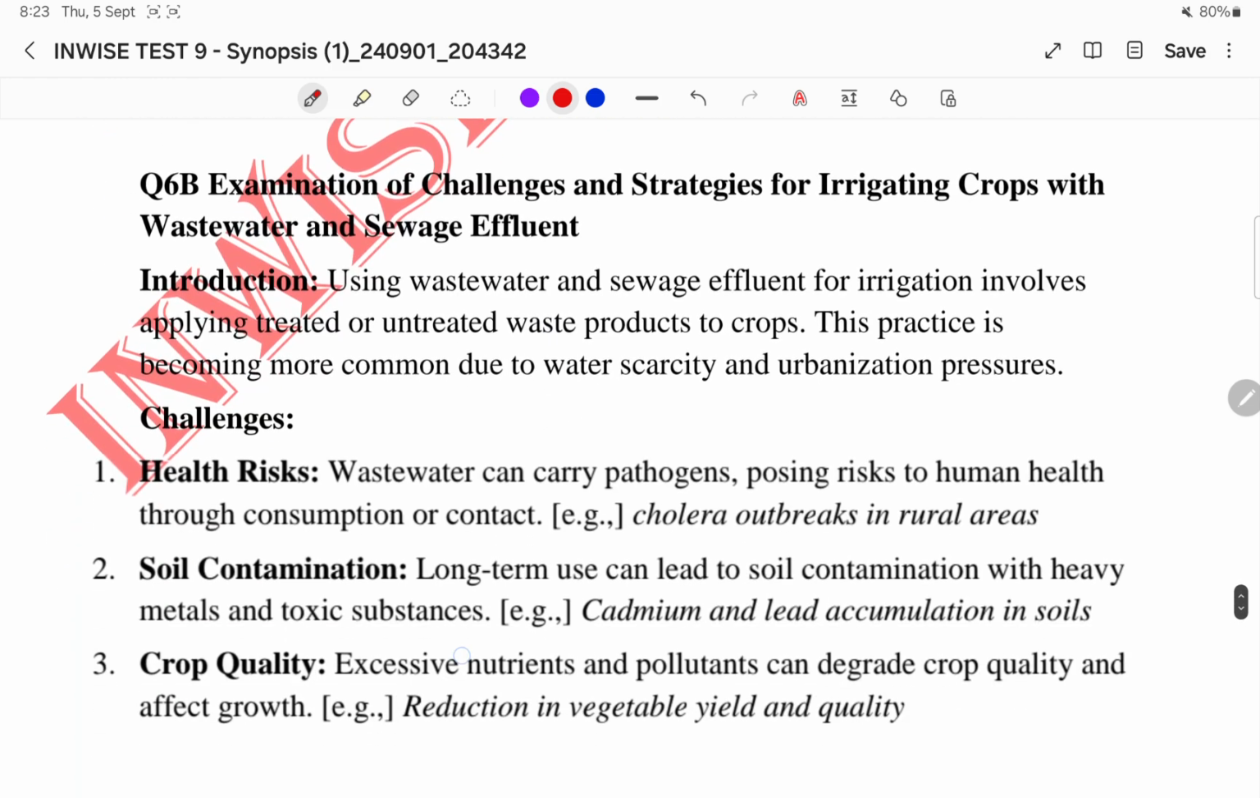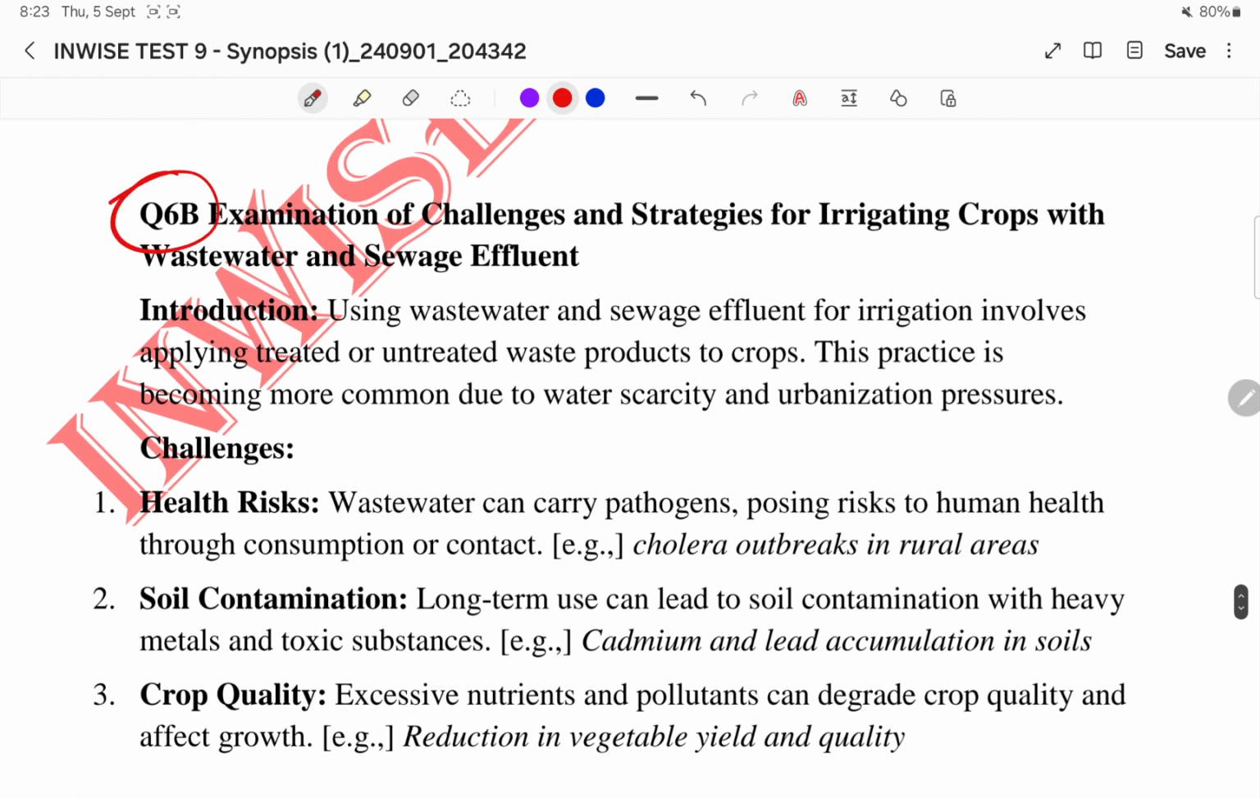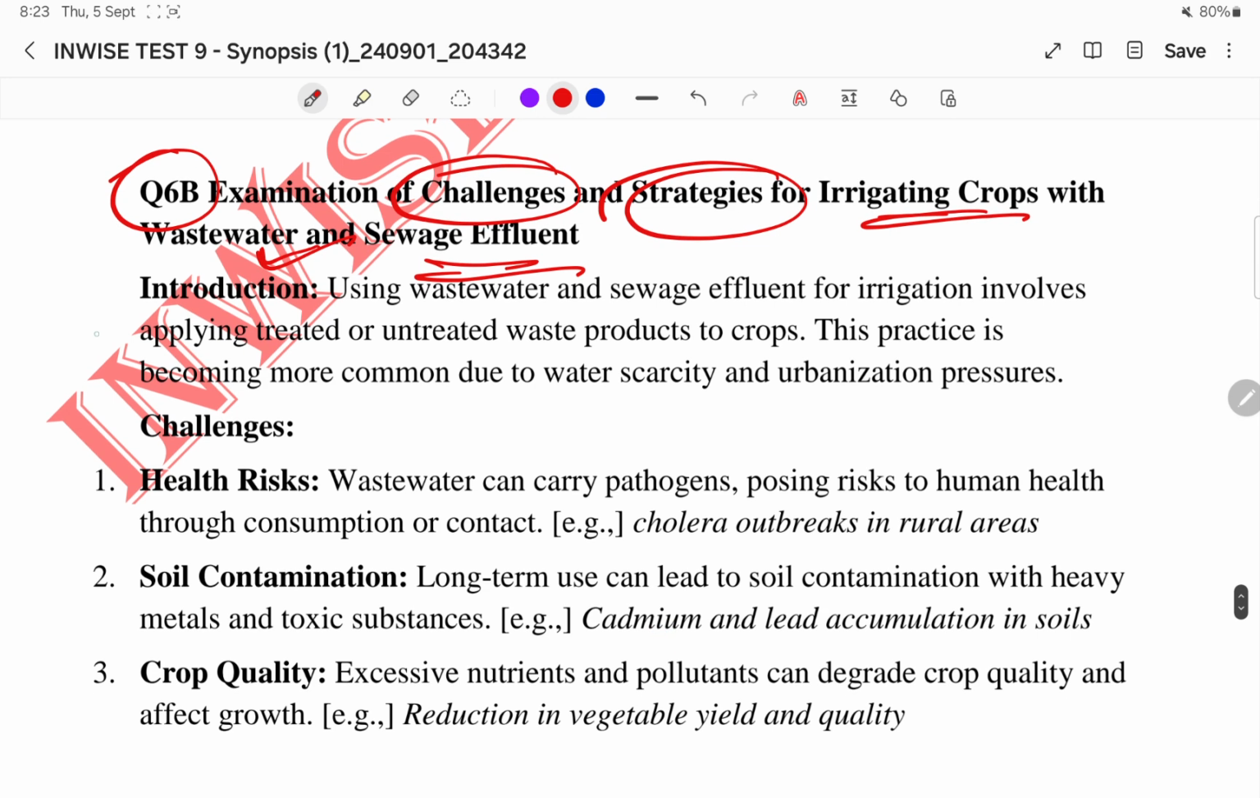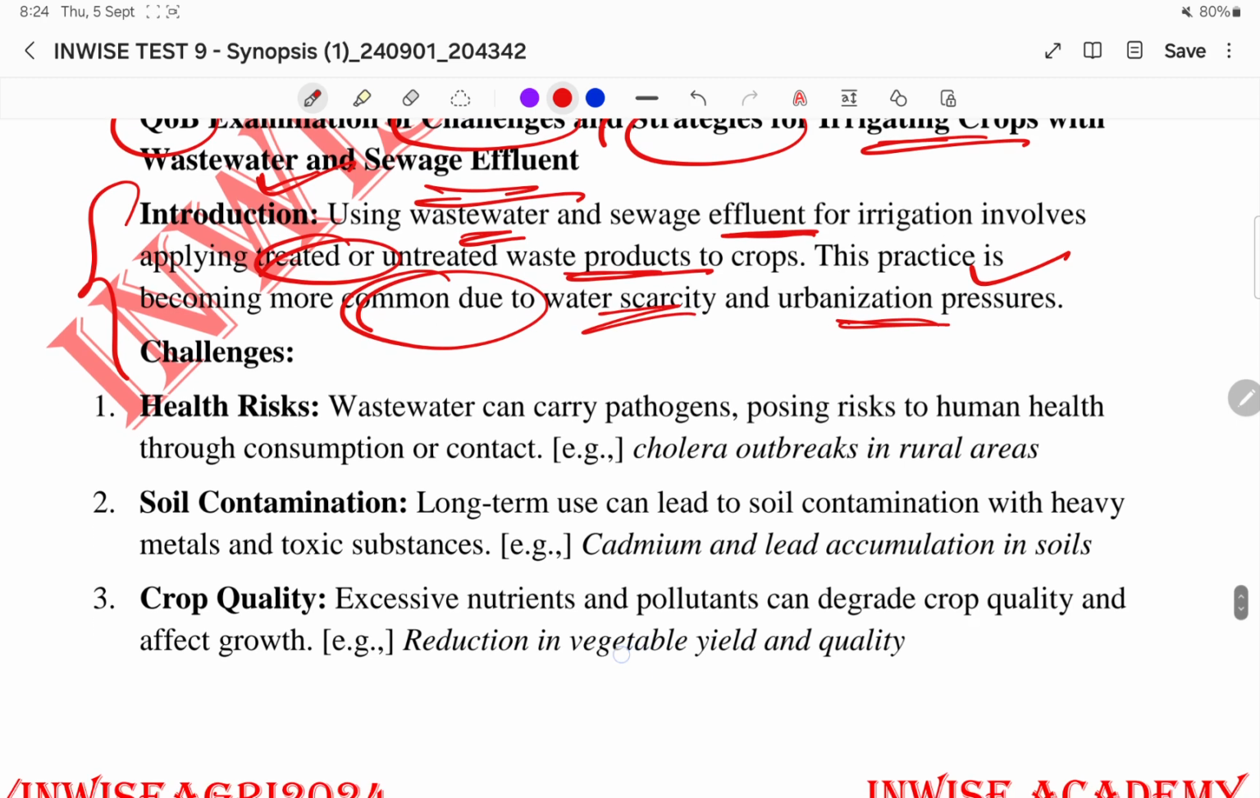Fine. So move on to question number 6b. Examination of challenges and strategies for irrigating crops with wastewater and sewage effluent. So it is related to sewage water. Introduction. Using wastewater and sewage effluent for irrigation involves applying treated or untreated waste products to crops. This practice is becoming more common due to water scarcity and urbanization pressures.